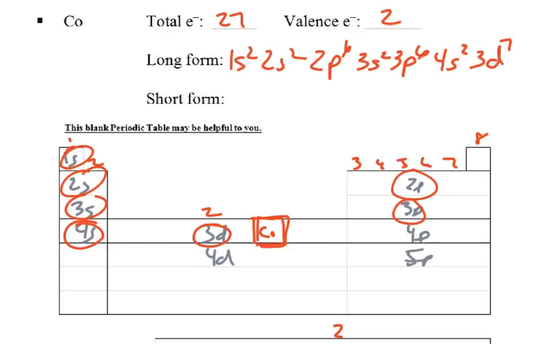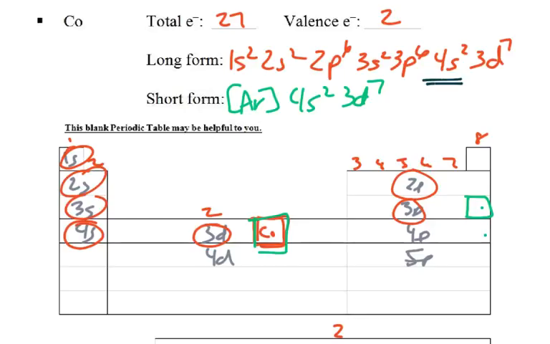It's a little hard to do with this blank table, but you can do it with your real table. Okay, then we say, well, what's our short form? So we're going to go to the end and go up 1, and that guy is going to be argon. And then we just do the row where cobalt is, so 4s2, 3d7.